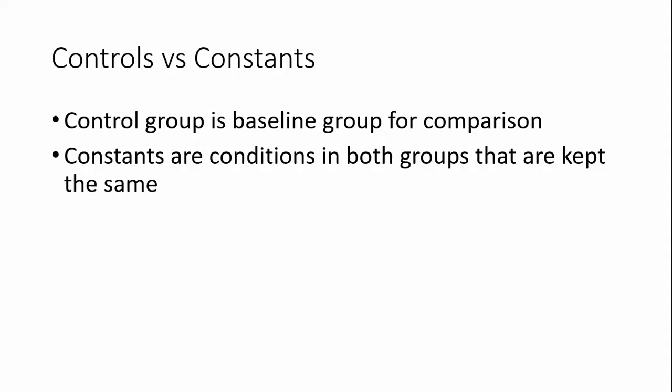So what is the difference between a control versus a constant? This is a question that I get quite often. Your control is an entire group of subjects, of organisms, of test subjects that you are using as a baseline for comparison to your experimental group. Constants are things in both groups, and these are conditions that you keep the same for both groups. So hopefully that does a little clarifying. We'll try and identify constants and control groups in experiments that we are doing.